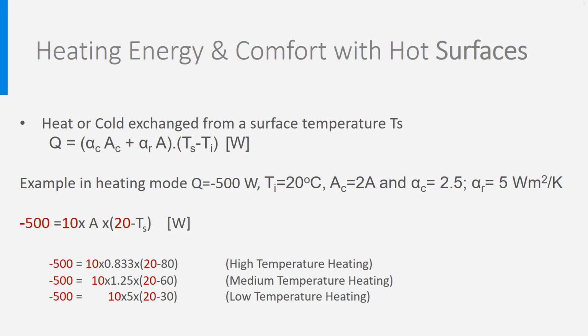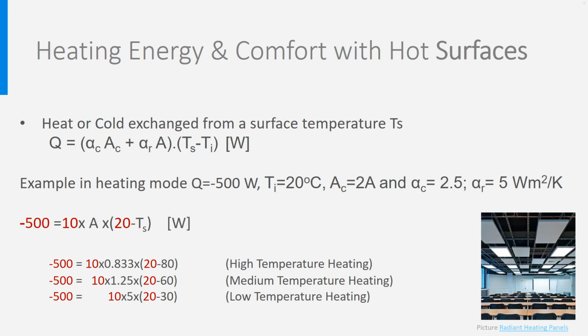The temperature levels given here correspond to what we call high temperature heating, medium temperature heating, and low temperature heating. The picture shows an example of a radiant heating panel in the ceiling connected to a hot water pipe. They also may be electrical. It can also be floor heating or just common radiators, as we will see in the next slide.